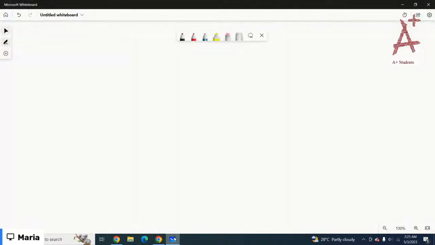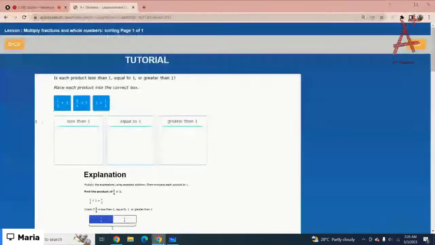Hold on, let me just. It would be 1 over 2. Okay, the second one is 2 times 3 is 6, and 6 over 4 is greater than 2. The second one is greater than 2.